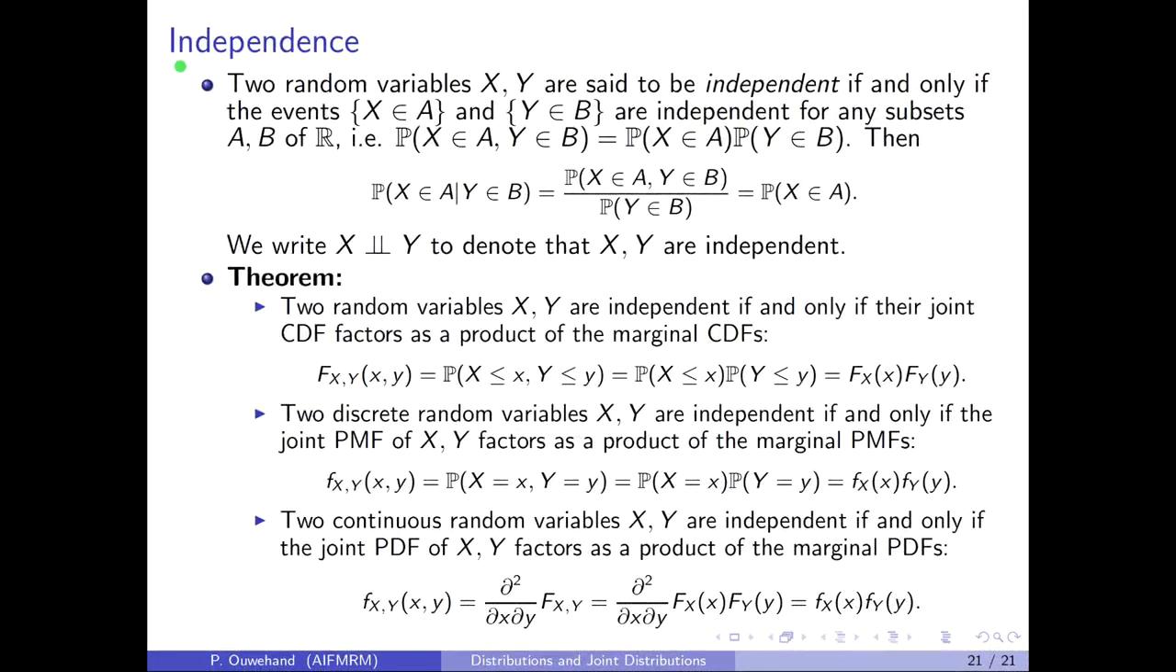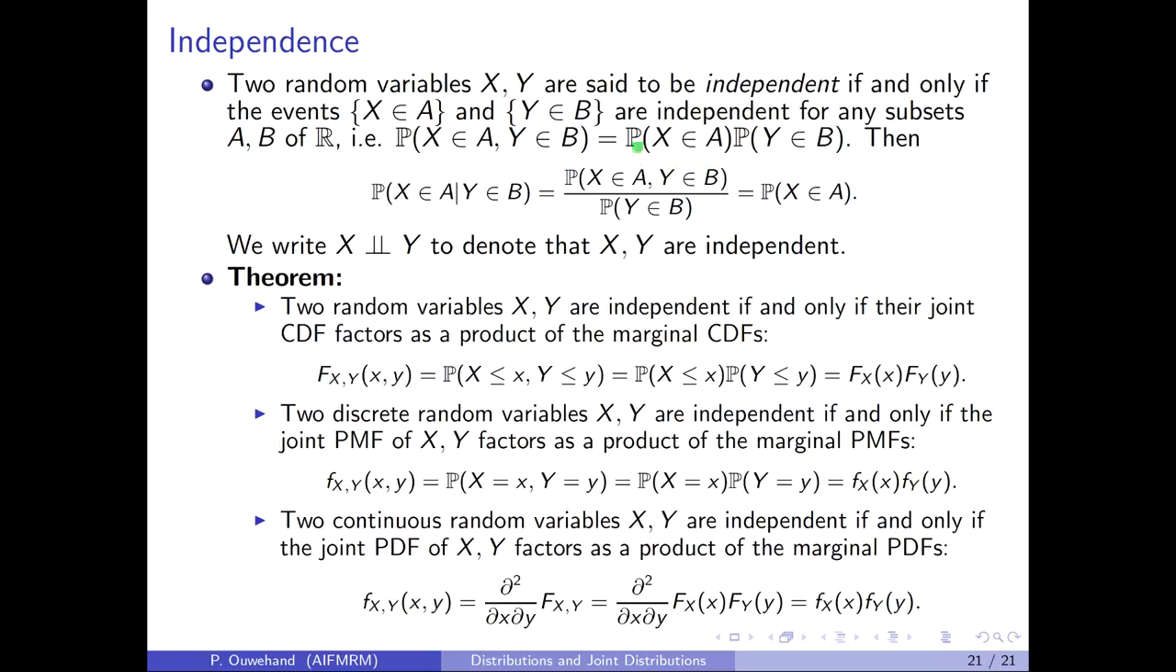Up to now, we've used the notion of independence of random variables in a rather informal sense. We can now make this definition precise. Two random variables x and y are said to be independent if and only if the event that x belongs to A and the event that y belongs to B are two independent events for any two subsets A and B of the reals. By definition of independence of events, this simply means that the probability that x belongs to A and y belongs to B splits as a product of the probability that x belongs to A and the probability that y belongs to B.